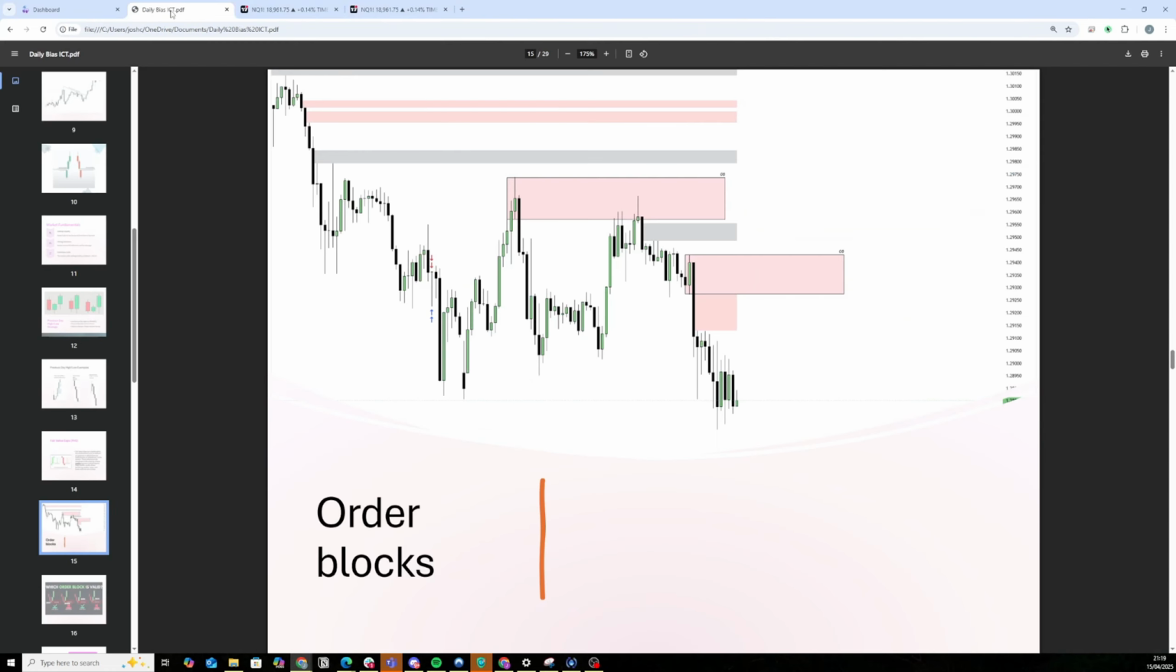Okay, awesome. What's your take on mitigated order blocks? I shall go into that once we actually dive into the backtesting session.